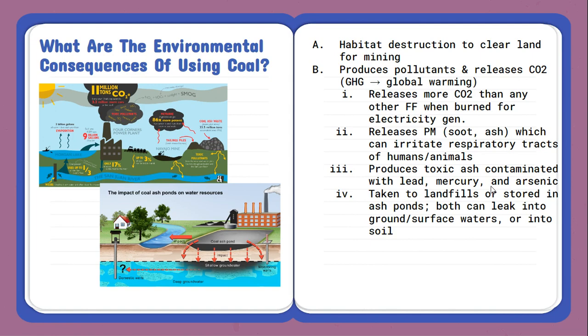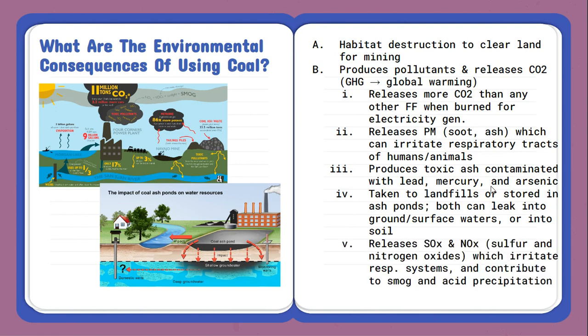Now, it can be taken to landfills or stored in ash ponds. And if you can recall, whenever we happen to store something in a pond, maybe even like the manure lagoon from a CAFO, it has the ability to potentially contaminate local ground or surface waters, and maybe even the soil itself.